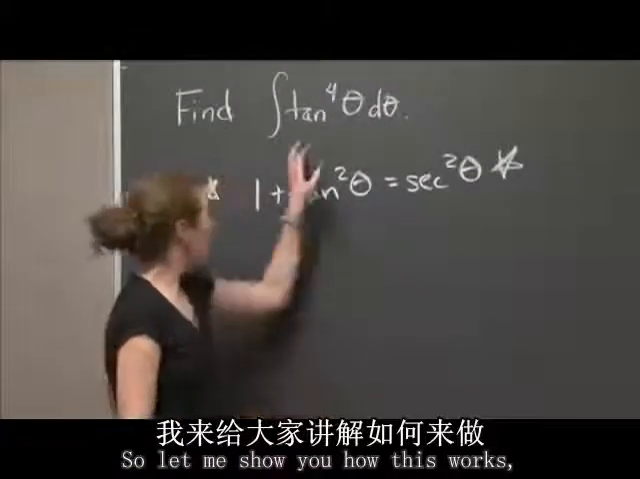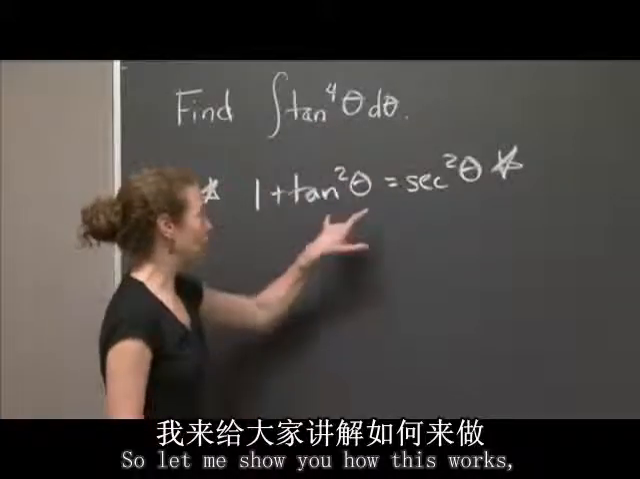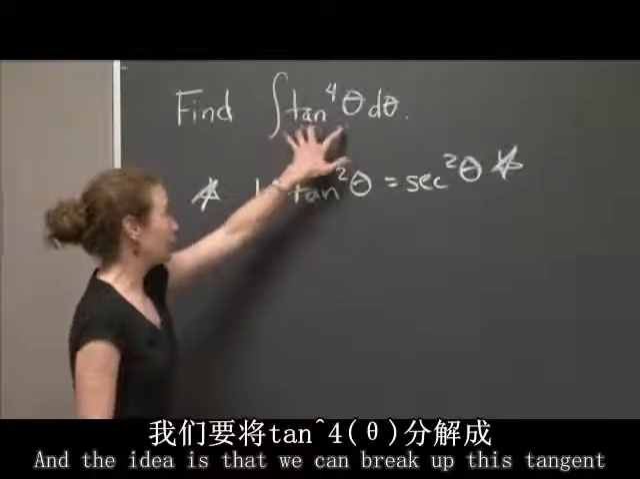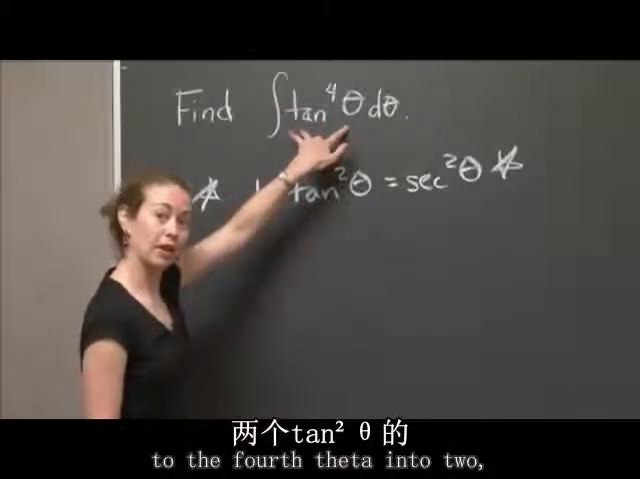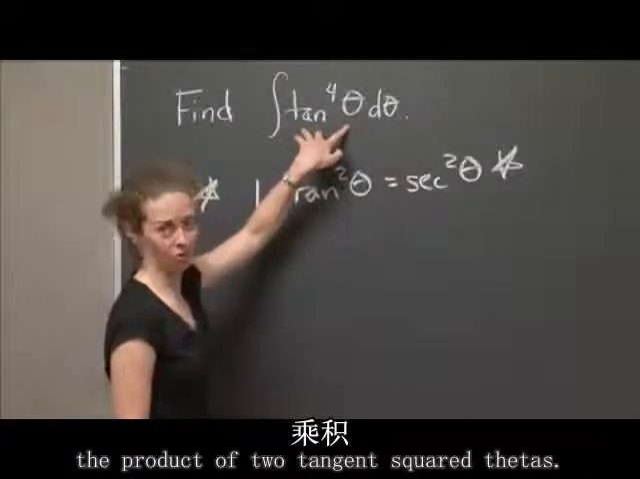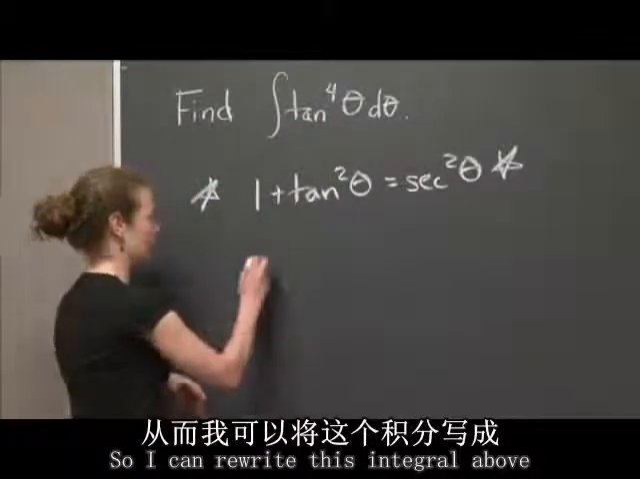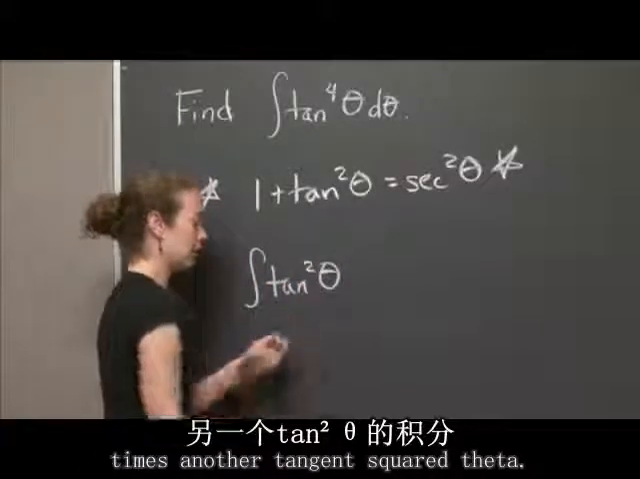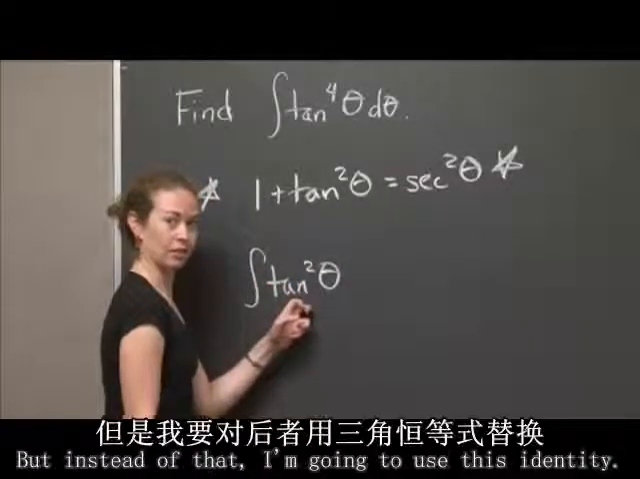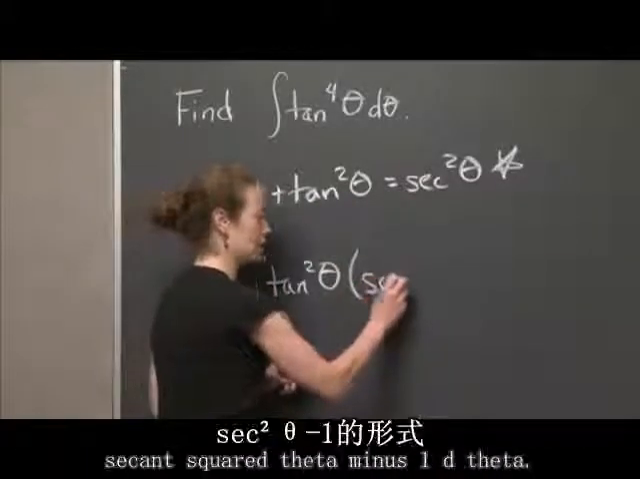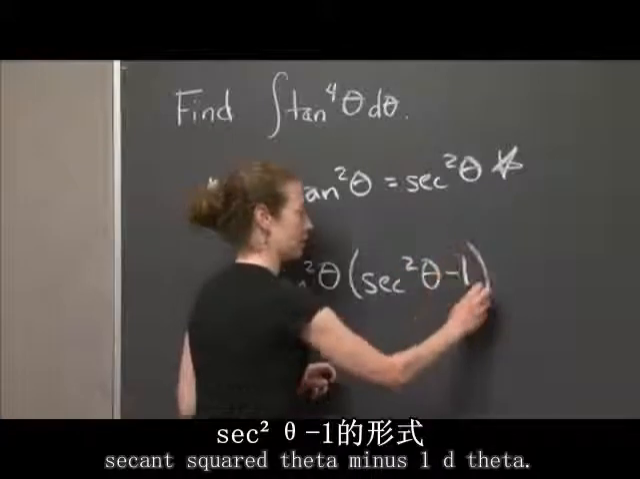So let me show you how this identity will be very useful in here. The idea is that we can break up this tangent to the fourth theta into the product of two tangent squared thetas. So I can rewrite this integral as the integral of tangent squared theta times another tangent squared theta. But instead of that, I'm going to use this identity. So I'm going to write it as secant squared theta minus 1 d theta.